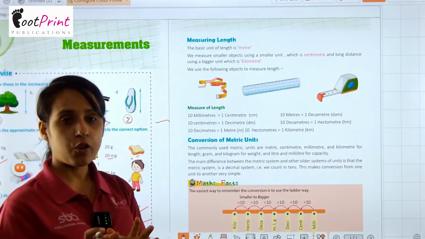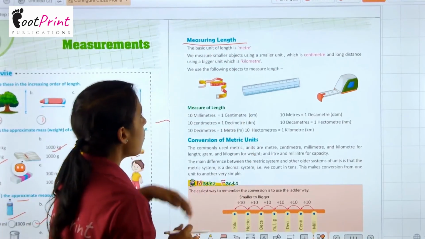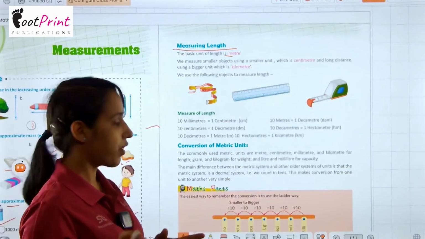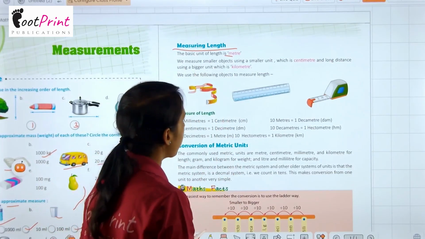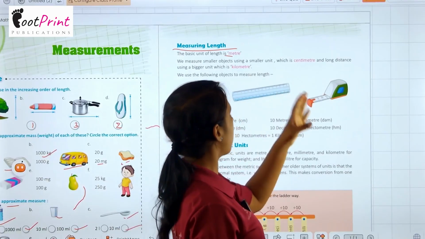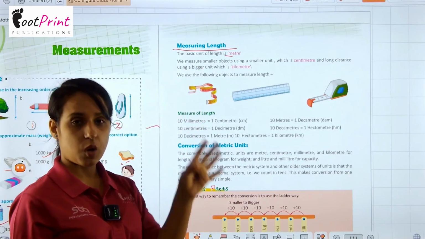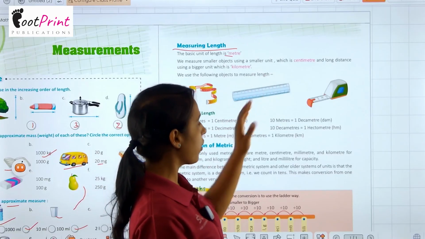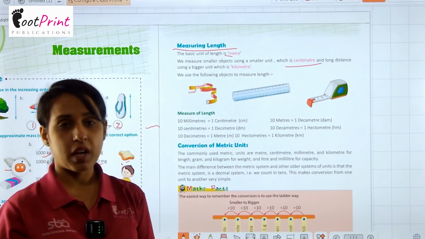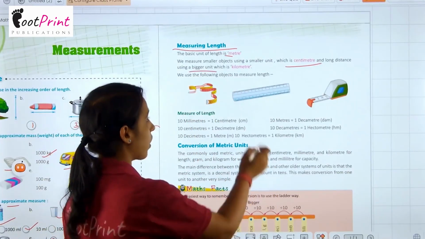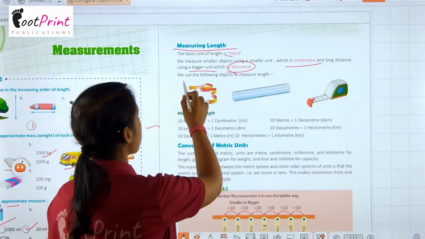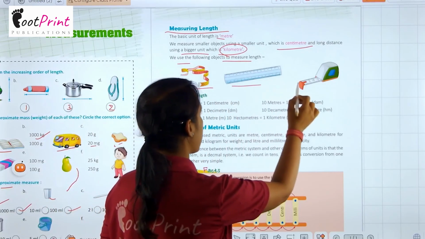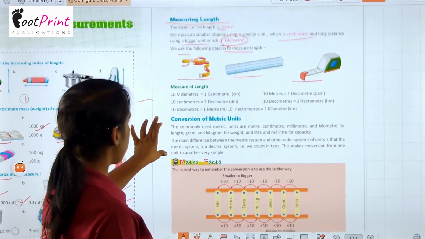Now we will learn how to measure length. So we can write here: the basic unit of length is meter. We measure smaller objects using a smaller unit, which is centimeter, and long distance using a bigger unit, that is kilometer. We use the following objects to measure the length: inch tape, scale and this type of inch tape. Then, measures of length.